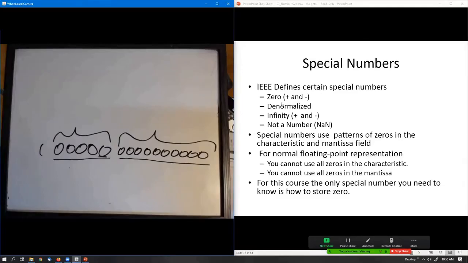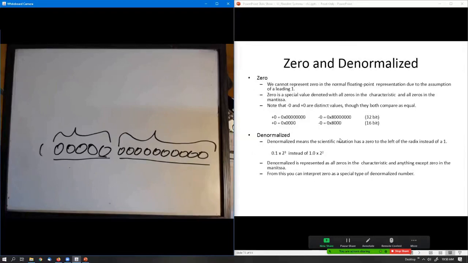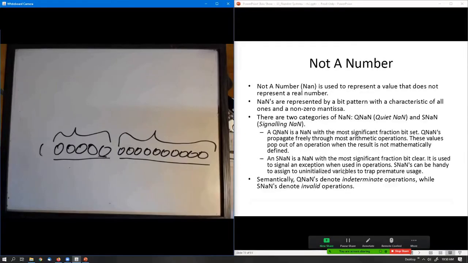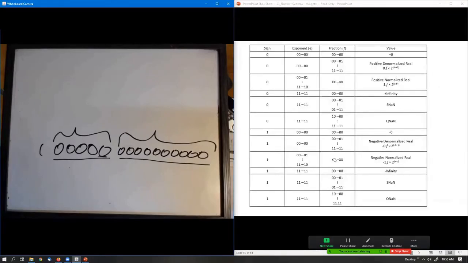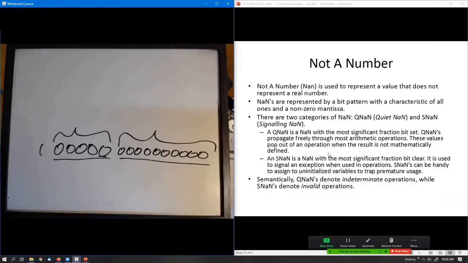So I care that you know how 0 works. 0 is all zeros and all zeros. I don't care if you know the rest of these. Special numbers use patterns of zeros. You cannot use all zeros in the characteristic, you cannot use all zeros in the mantissa, so that means we can't use this as an official number. There's also something called denormalized, but I don't really care about all these, to tell you the truth, so we're not going to go through them too much.